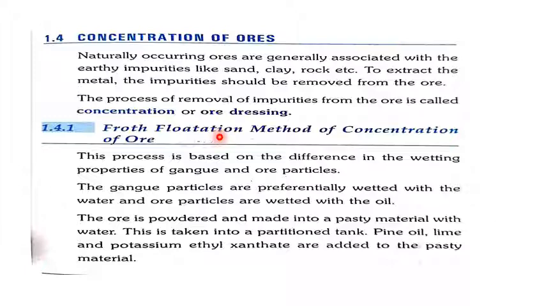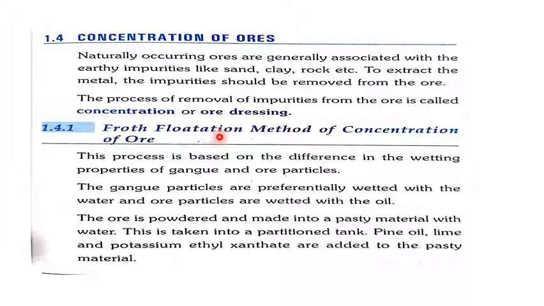Okay, listen, when ore is extracted from the earth crust, that ore is associated with earth impurities like sand, clay, rock, etc. That means ore is associated with gangue or matrix.